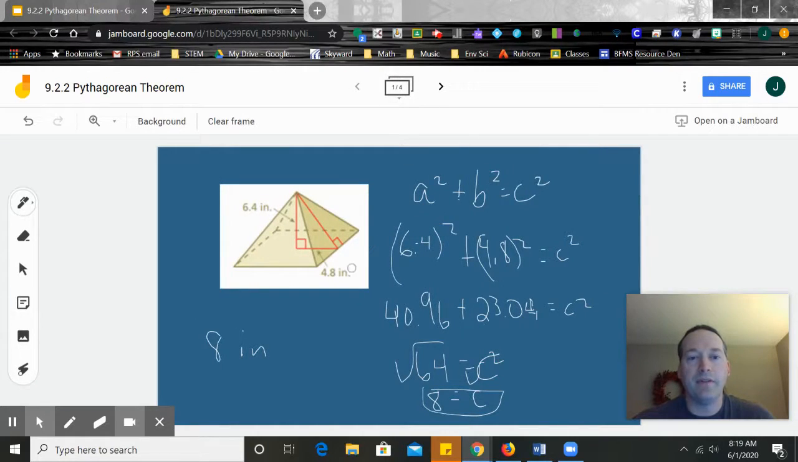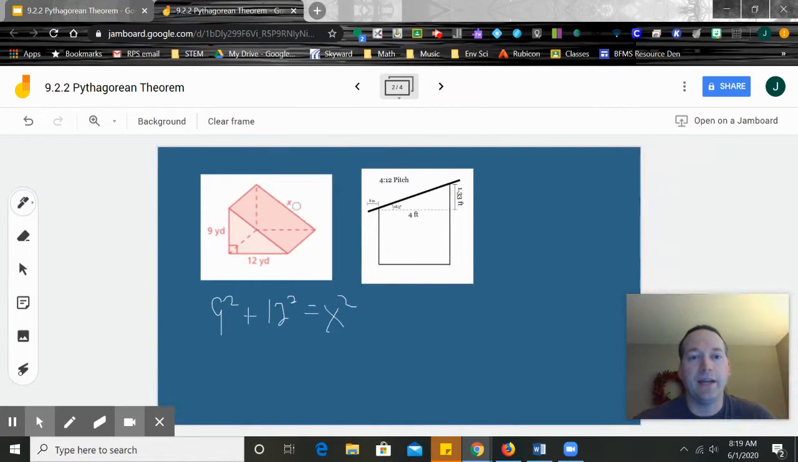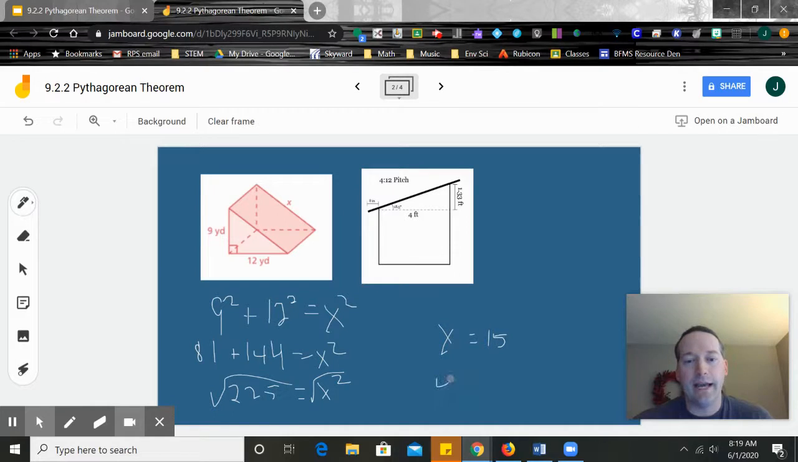If you notice here, I did not have a variable, so I just kept it as c. Here it actually gives me a variable. That's why I used it. So this is 81 plus 144. That's x squared. 81 plus 144, so that's 225 equals x squared. Take the square root of both sides. X equals 15. Since it is yards, the answer is 15 yards.